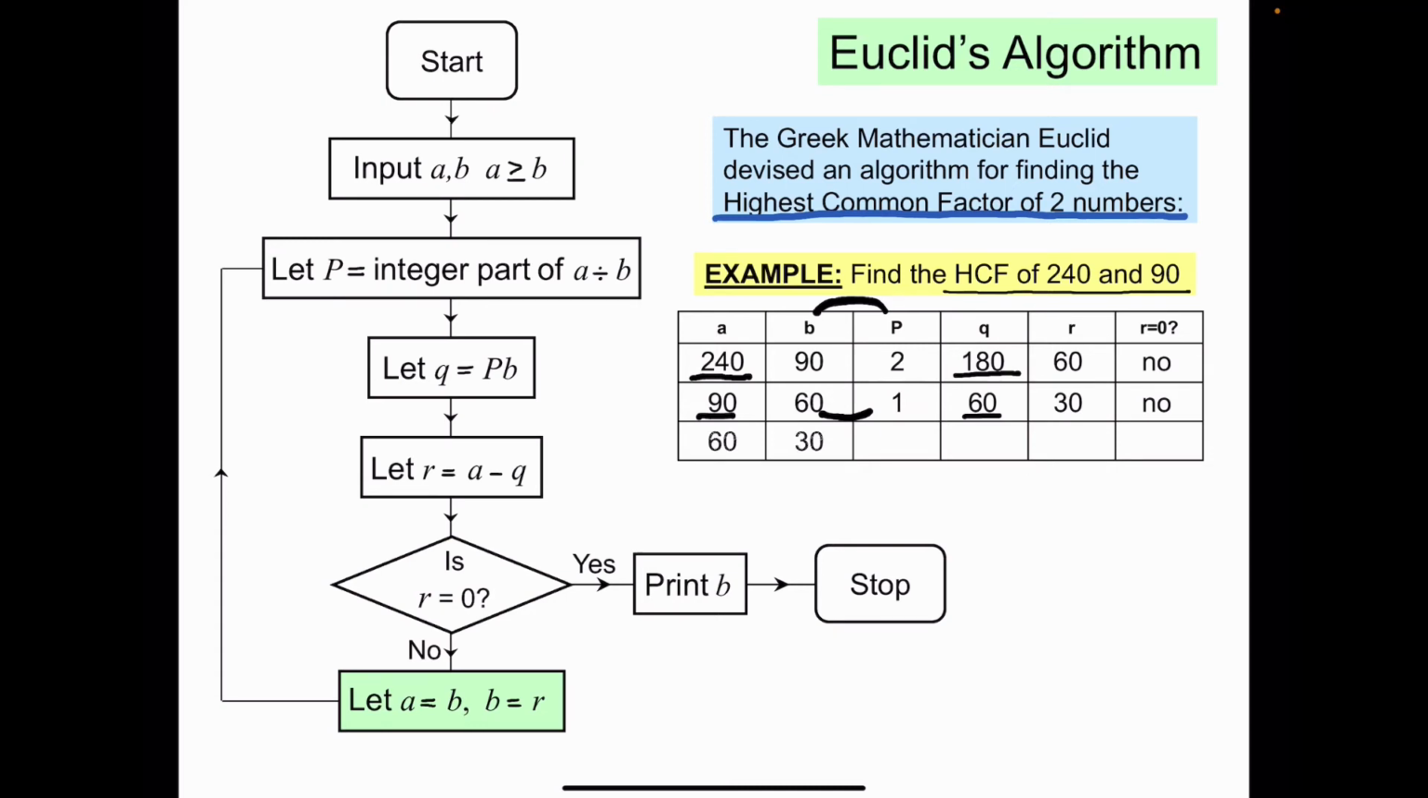Assign the new value for A and the new value for B and repeat the same steps. The integer part is 2, Q would be 60, and R would be 0, and that means R is equal to 0, yes. And if it's yes, that means I'm going to print. That means my outcome, B, is the value that is currently in B. That means it's 30. And if it's 30, that will give you the highest common factor of these two numbers, 240 and 90. That means it's the highest number possible that can divide both of the numbers given without a remainder. And it's the highest one, obviously.